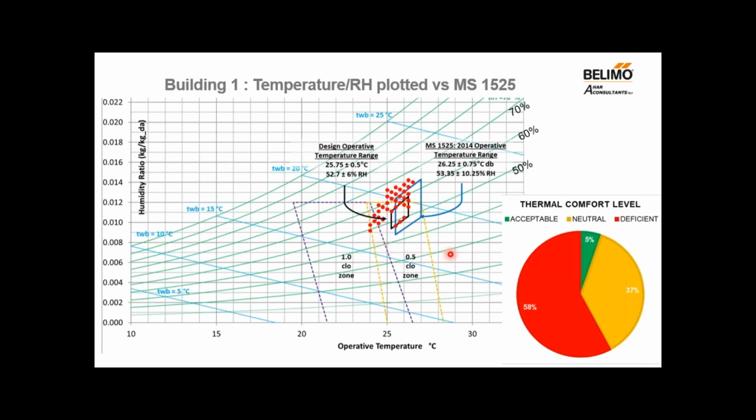We found that only 5% of the space are within the client's requirement, 37% falls within the Malaysian standard, and 58% fall outside both the standards and the client requirement. In most of the conditions, they show high relative humidity, more than 65%. As you can see, the moisture content is higher than 0.012 kilogram per kilogram of dry air.